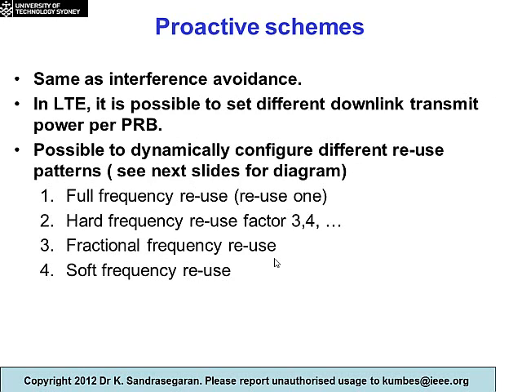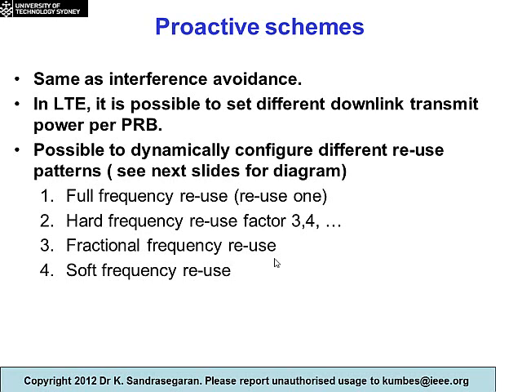Now, proactive schemes are probably the easier way to overcome interference. So this is also referred to as interference avoidance, because we want to make sure what can be done to minimize interference. Now, we know that in LTE it's possible to set different downlink transmit power per PRB, but one thing is, once we set that, we will try and keep that as constant as possible. Okay. So there are different ways that we can do. We can have an interference avoidance mechanism.